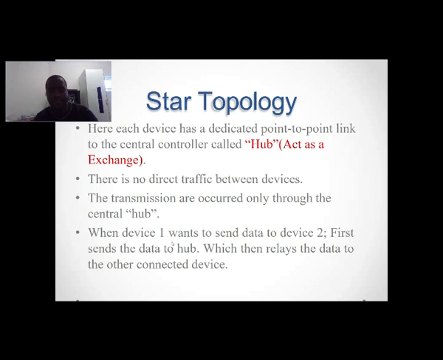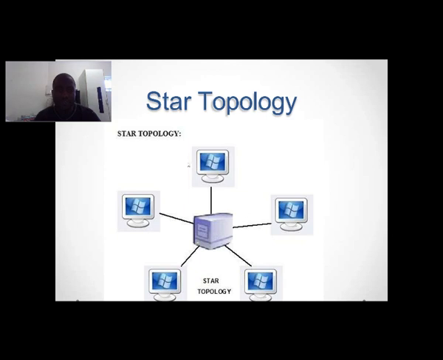So when device 1 wants to send data to device 2, it first sends the data to the hub, which then relays the data to the other connected device. Let's see that in a diagram. So we have a central point, and all the other devices are directly connected to the central hub.